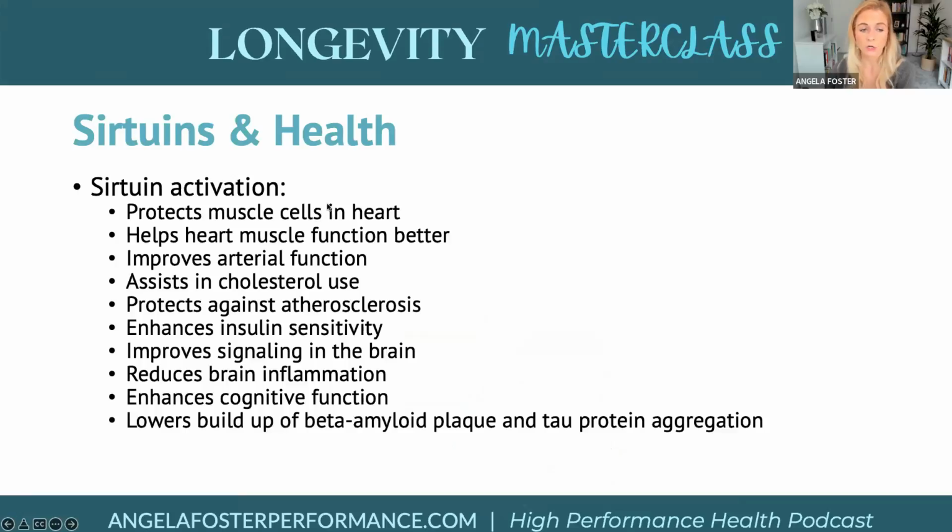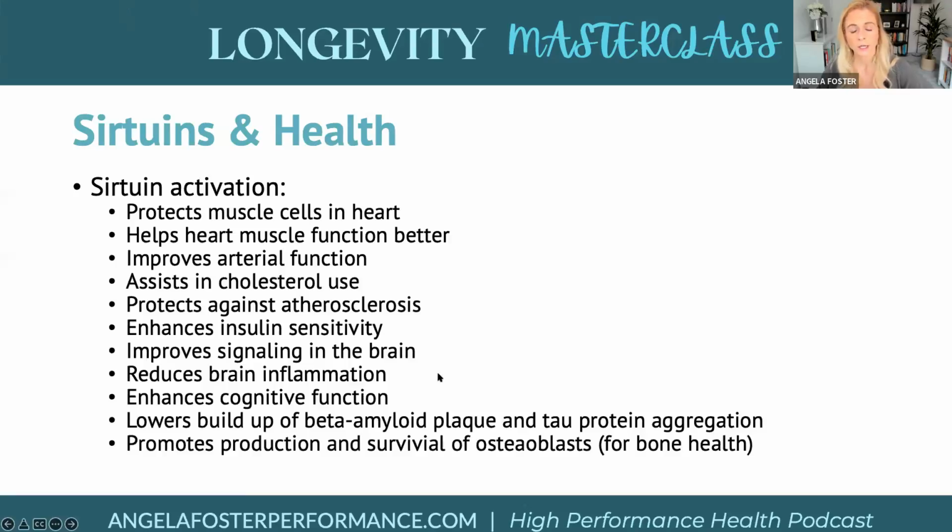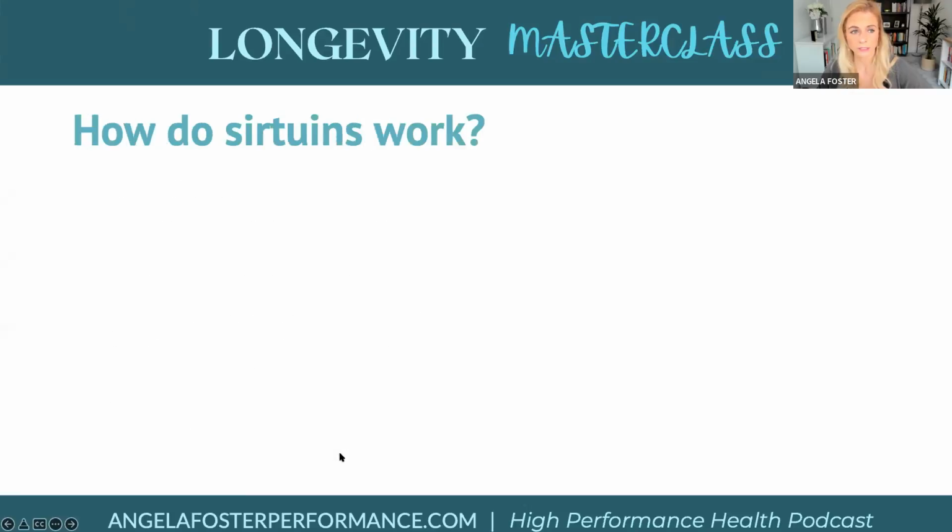And it also seems to lower the buildup of beta amyloid plaque and tau proteins, which aggregate and are things that have been correlated with Alzheimer's. Not everybody that has these plaques and proteins is going to get Alzheimer's, but there is a correlation. So we want to be lowering that. So they're really, really important, these sirtuins. Also, as we said before, it helps with bone health and seems to suppress tumor growth. That's from the Blue Zone studies.